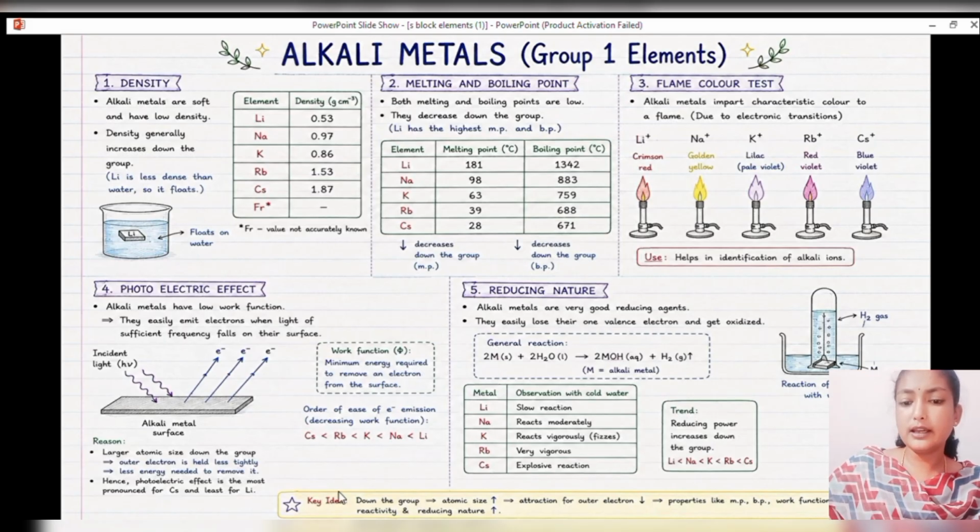Here you can see the key idea. Down the group, atomic size increases. Attraction for the outermost electron decreases. The properties like melting point, boiling point are also decreasing down the group. Reactivity and reducing nature increase down the group. This is what we have studied today.